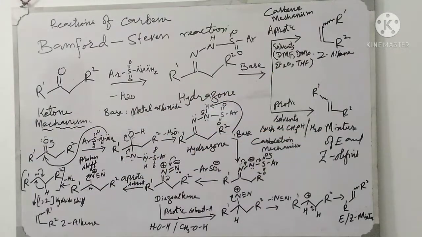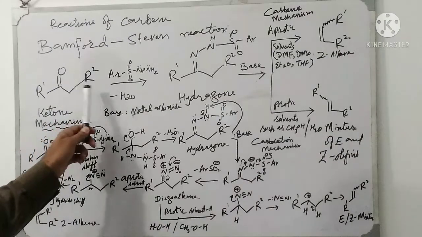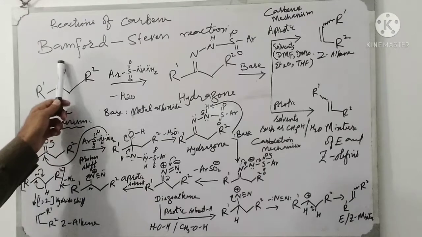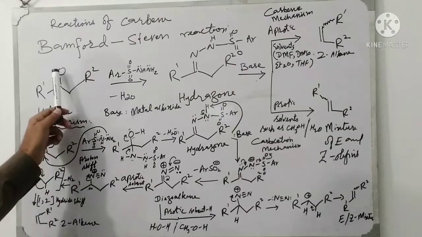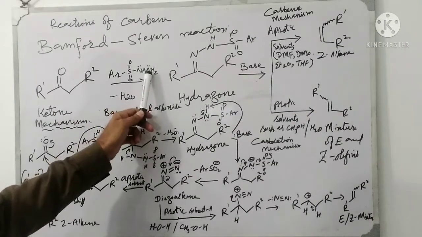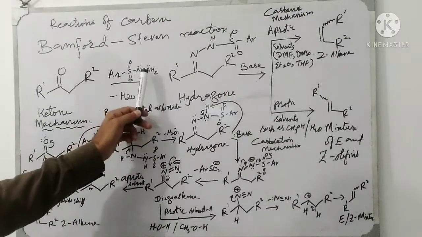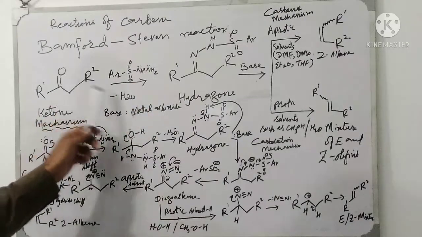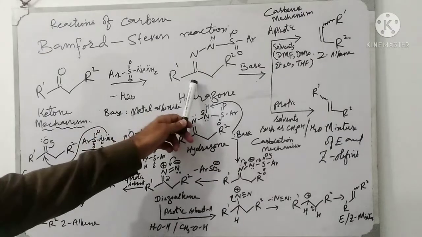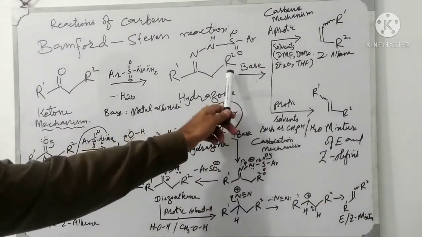So here the starting material could be the aldehyde or ketone. In this, first we form the hydrazone. Basically, the carbonyl oxygen of this aldehyde or ketone and this NH2 react, this nitrogen and this carbonyl oxygen, and water is removed to form this hydrazone derivative. This hydrazone is then decomposed with the base.